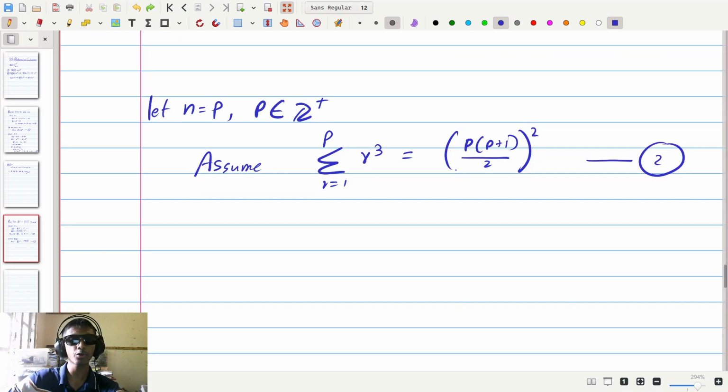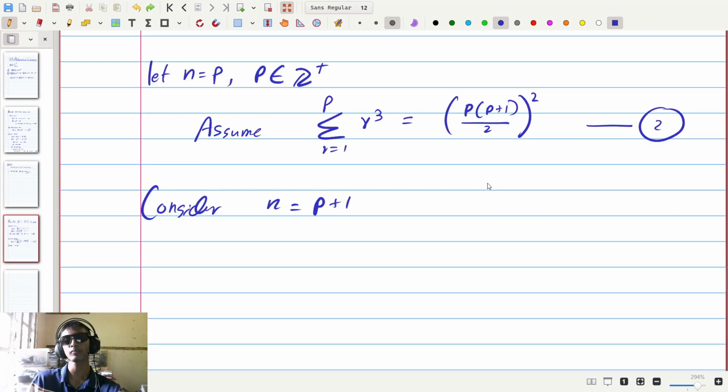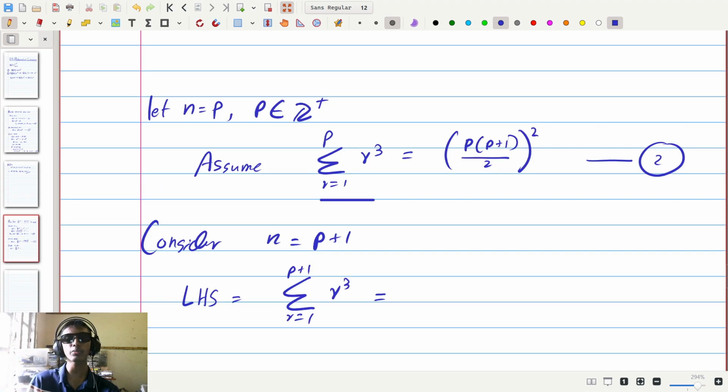So to do that, what we're going to do is write down, consider n equals the next value p plus 1. Now we need to start from somewhere. In my case, I'm going to start from the left hand side and move my way forward onto the right hand side. So I'm going to start with the left hand side, LHS, which is going to be equal to the sum from r equals 1 up to p plus 1 of r cubed. Now as we did in the previous question, what we're going to do is to try to use the previous statement's result, as in the statement at n equals p, and use this to try to prove for the next statement.